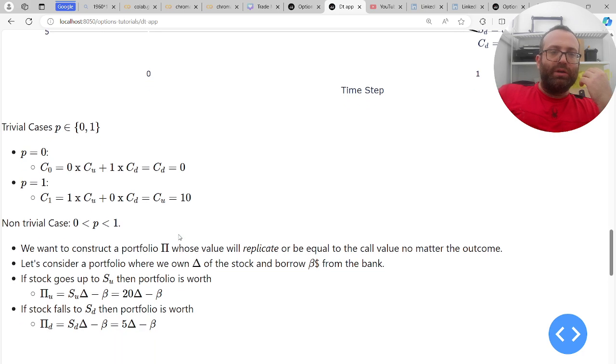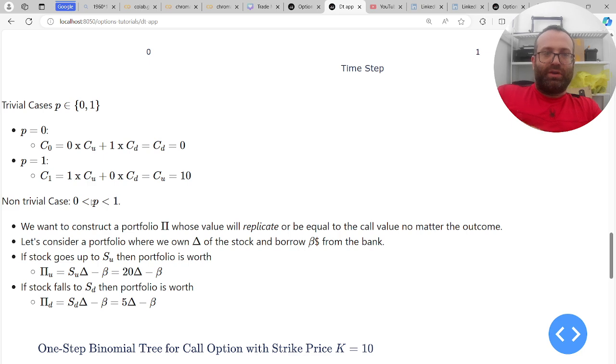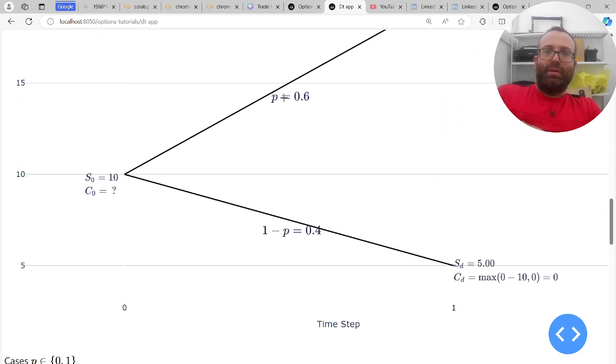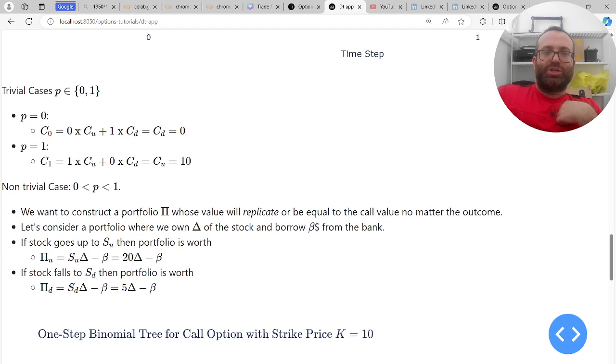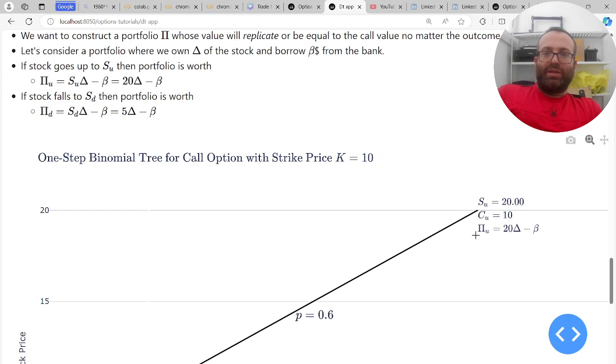What we really do care about is the non-trivial case, where there's any positive probability: it can't be 0 and it can't be 1. It's between them. So what we want to do is construct a portfolio, and the goal is to replicate the value of the call option no matter the outcome. So let's consider a portfolio where we own delta units of the stock, and it can be fractional, and we borrow beta dollars from the bank. I'm going to illustrate this below in a second.